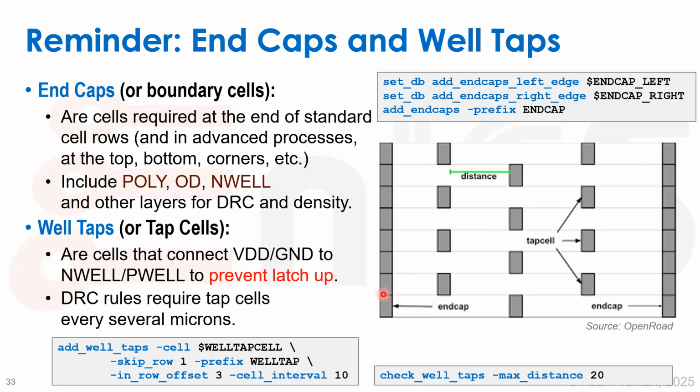Anyway, you can choose these things in the add well taps command or the GUI, and you can say if you want it to be staggered or you want it to be in every single row and so forth. And there's also a check well taps command, which will enable us to check that we have sufficient well taps throughout our design before we actually go run a full DRC and see that we have a DRC for too far a distance between well taps.